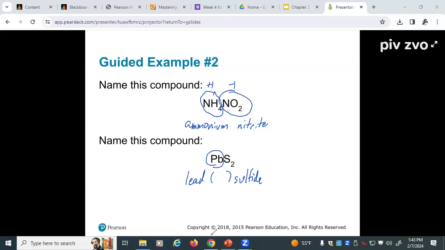Now, if I look at the periodic table, I see sulfur is in oxygen's group, so it has a -2 charge. And I can see from the subscript that there are 2 of them. That means that the total negative charge is -4. So what does that tell me about the charge on the lead? I know it has to be positive. How positive is it?